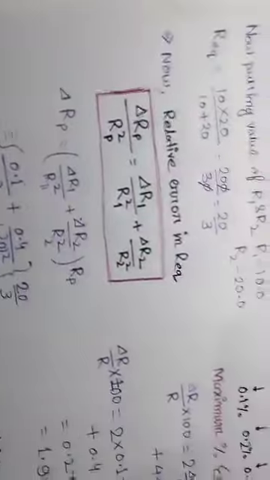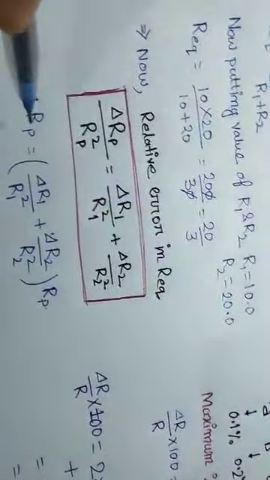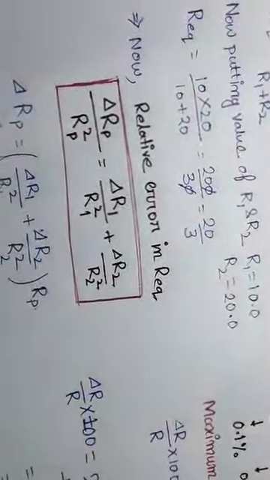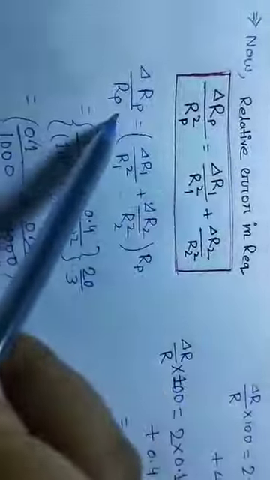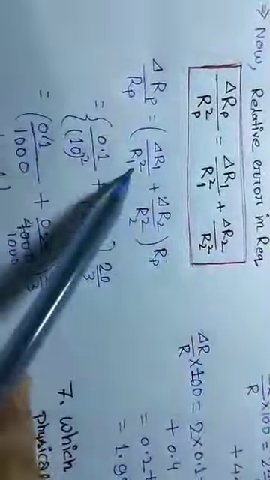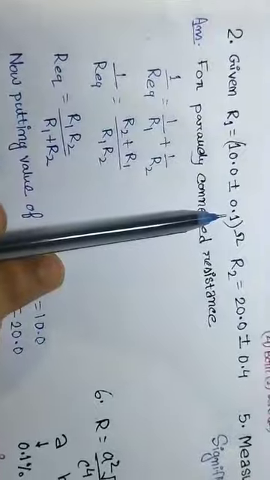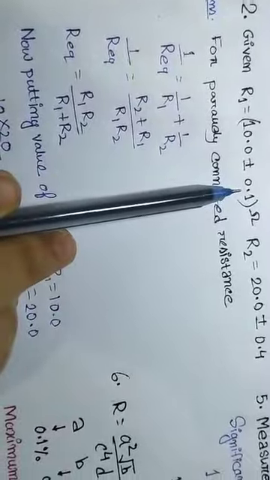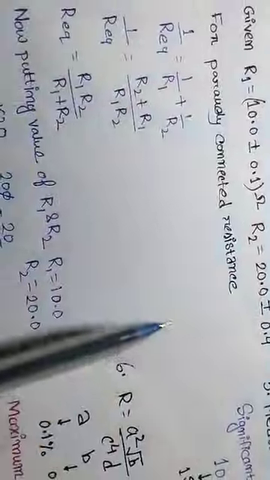Now one RP is here and another RP is here, so we take one RP on each side. Now we put the values of delta R1, delta R2, R1 square and R2 square. From the question, the value of delta R1 is 0.1 and delta R2 is 0.4, so we will put these values.